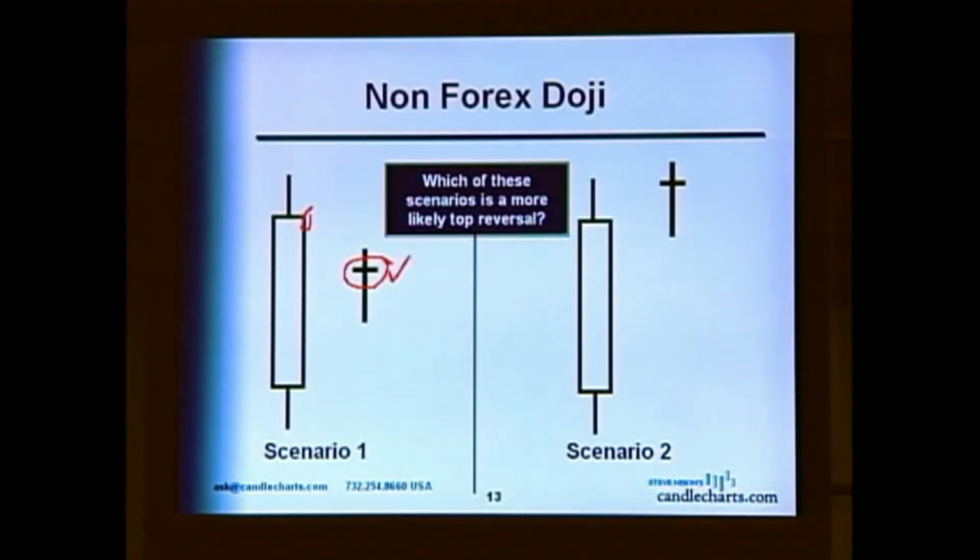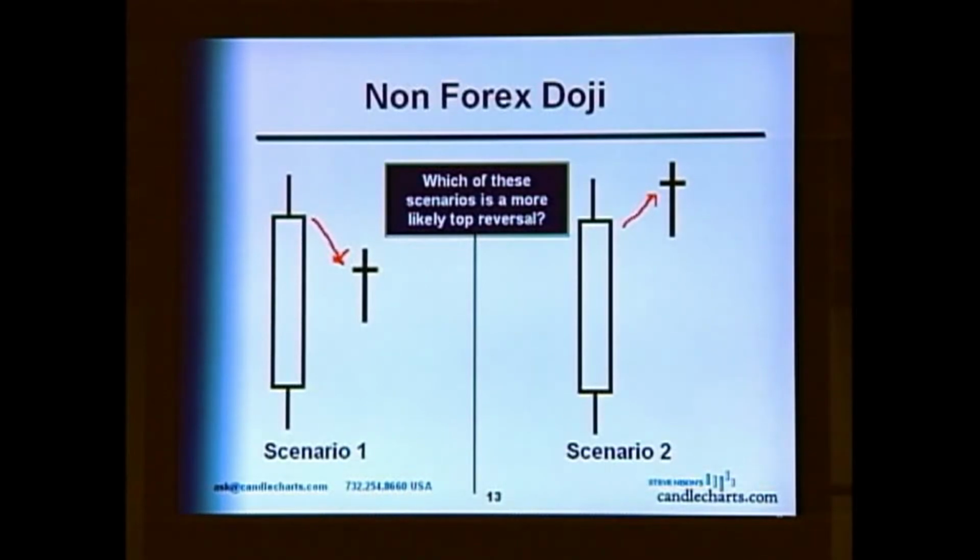Okay. In scenario 2, see, these are both doji following a rally following a tall white candle. In scenario 2, what happened on the doji's opening? It gapped higher. And by the end of the session, the bulls had maintained the strength. So non-Forex, which is more likely a reversal? Scenario 1 or scenario 2? 1. Okay. Can we have this in Forex? Remember, scenario 1, what happened? The market gapped down. Scenario 2, gapped up. Can't have this in Forex.